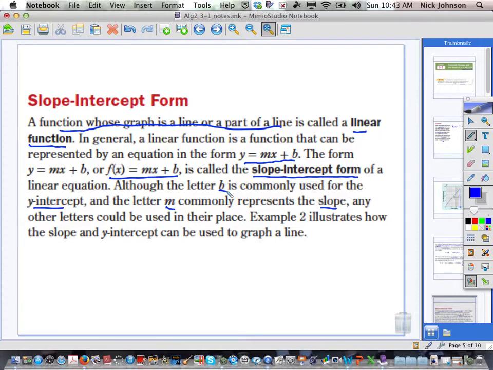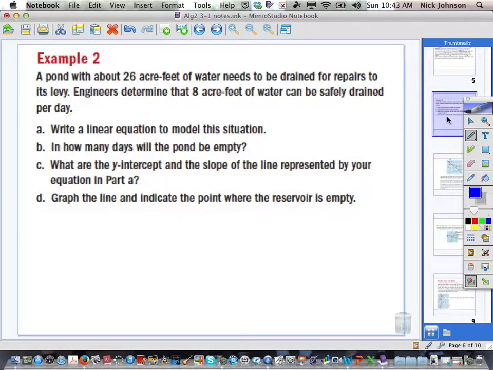Example 2 illustrates how the slope and the y-intercept can be used to graph a line. So let's move on here. Example 2 says, a pond with about 26 acre-feet of water needs to be drained for repairs to its levee. Engineers determined that 8 acre-feet of water can be safely drained per day. Write a linear equation to model this situation.